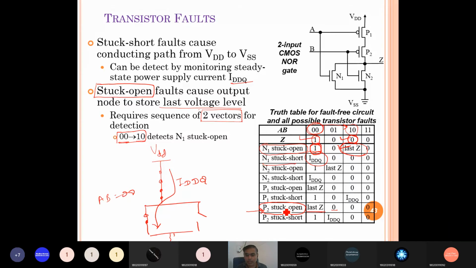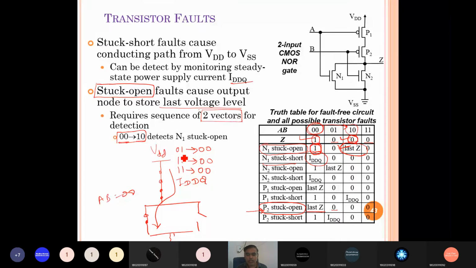So how can we differentiate? Our last state should be other than logic 1, so the output other than logic 1 comes from these three combinations. Either we give 0 1, 1 0, or 1 1. So either from 0 1 to 0 0, that can detect, or from 1 0 to 0 0, this can also detect the P2 stuck open fault, or 1 1 to 0 0. This sequence can also detect, right?